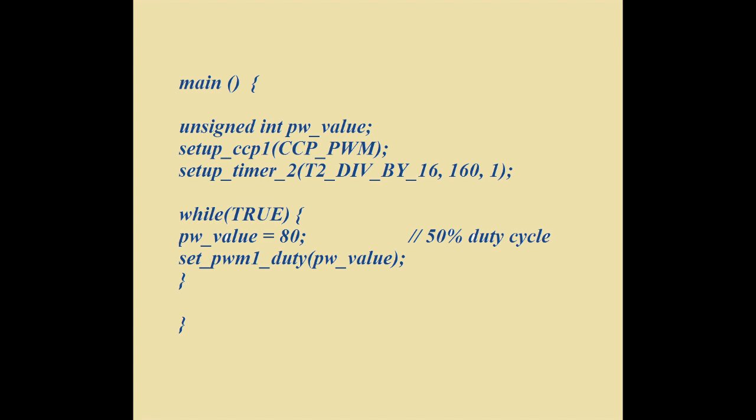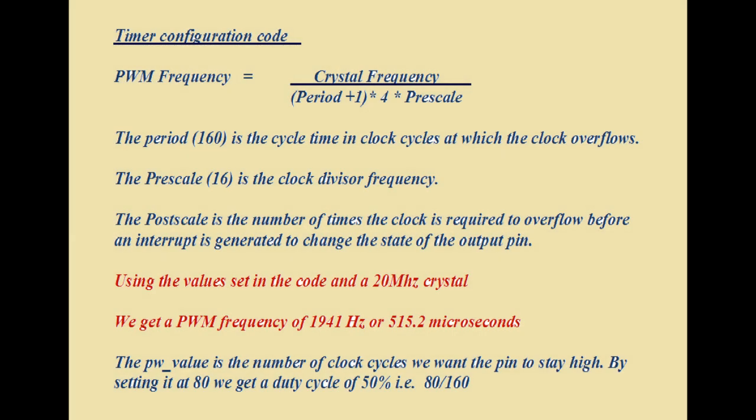Perhaps the only bit of code that requires explanation is a counter timer configuration, which is used to set the frequency and the pulse width of the modulated signal. Three parameters are required to be set in the timer function: the prescale, the period, and the postscale. Take a look at how the configuration parameters are used in the equation to determine the frequency and the pulse width of the modulated signal.